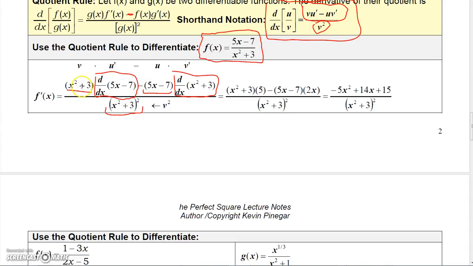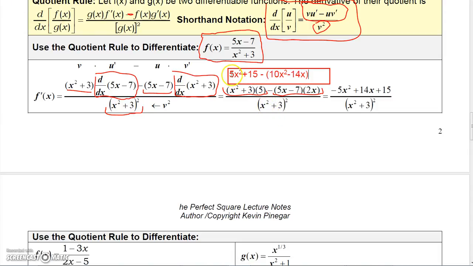Well, once you get that written, then I'm going to have x squared plus 3 times the derivative of this, which is just 5. So I have x squared plus 3 times 5 for the first portion, and then minus 5x minus 7 times the derivative of this, which is 2x. So that's 5x minus 7 times 2x, and then all over x squared plus 3 quantity squared.